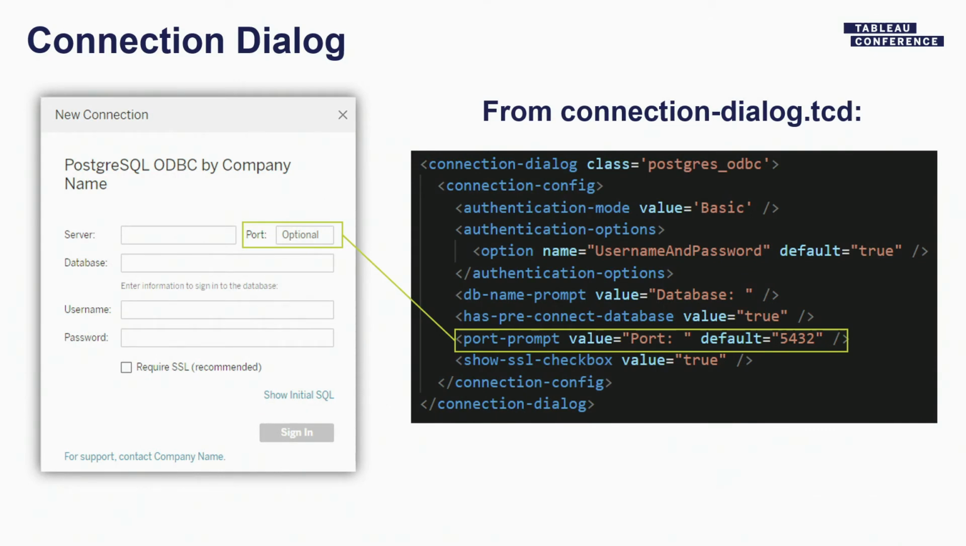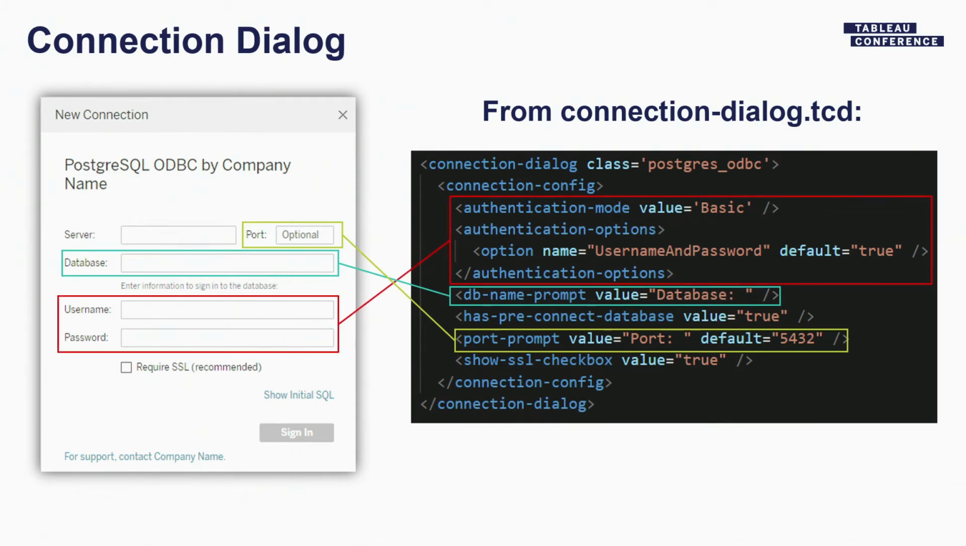And here is how you can customize the connection dialog fields. We have an example of two fields here. One is a port. You can specify what the prompt for this port field is, and what the default value is. And here is what authentication you support. So in this example, we support basic authentication with username and password. So the dialog will show username and password fields.